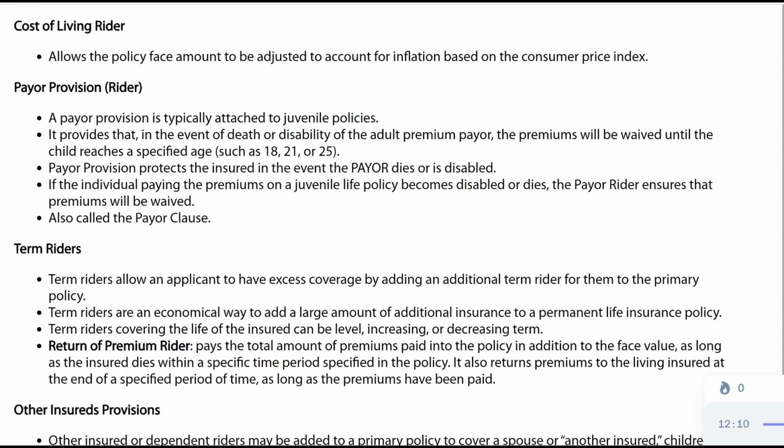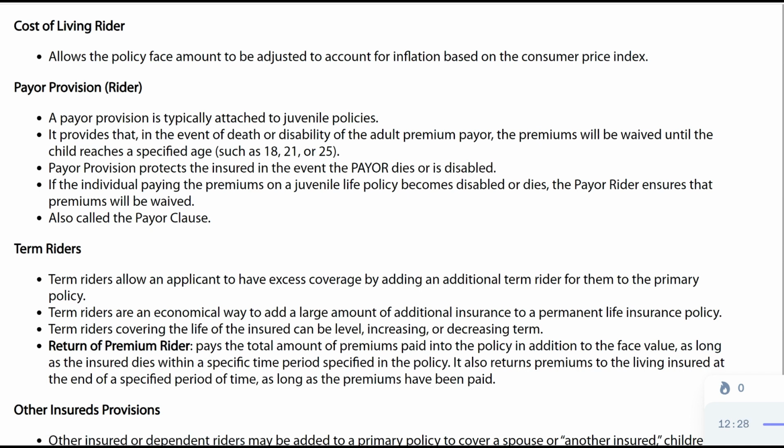It provides that in the event of death or disability of the adult premium payer, the premiums will be waived until the child reaches the specified age, such as 18, 21, or 25. Payer provision protects the insured in the event the payer dies or is disabled. If the individual paying the premiums on a juvenile life policy becomes disabled or dies, the payer rider ensures that premiums will be waived. Also called the payer clause.